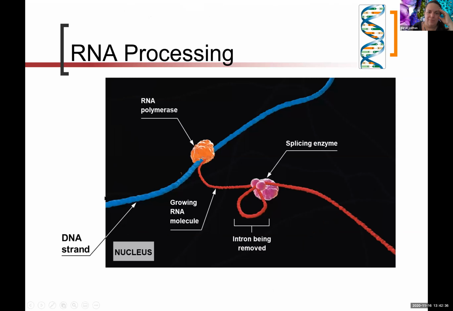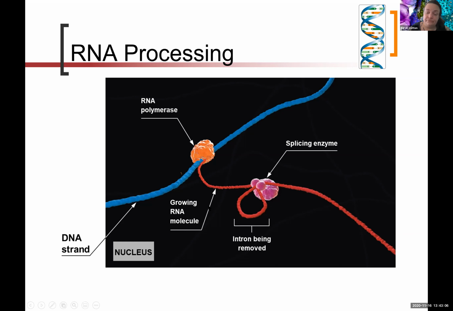So here's the RNA polymerase scooting along that double helix of DNA. And coming out the back end of the RNA polymerase is the growing strand of RNA. And there's this other enzyme here that is basically pinching out and cutting out, we call that splicing, cutting out sections of that RNA that we call introns.